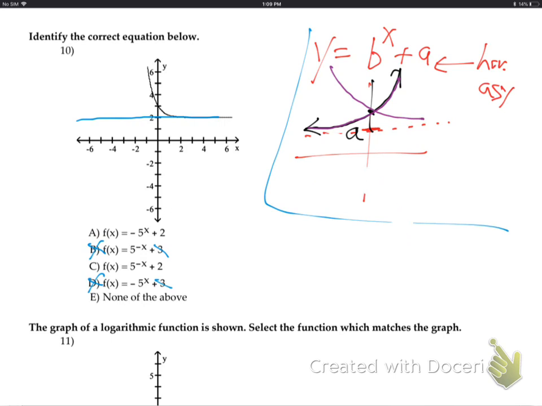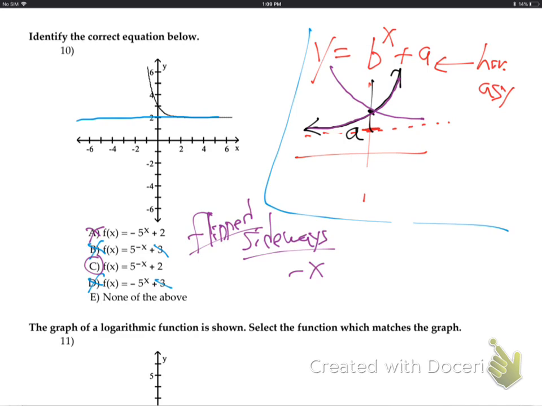So what makes a graph flipped sideways? That's a negative on the x, huh? Negative on the x. So C is looking good, isn't it? We can check it with a point. Not A. A has a negative in front. That would be a vertical flip. That would make it go down, wouldn't it? So not A. C has the negative.